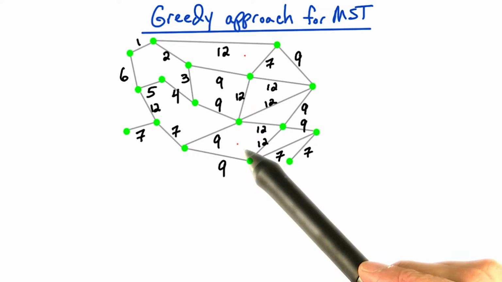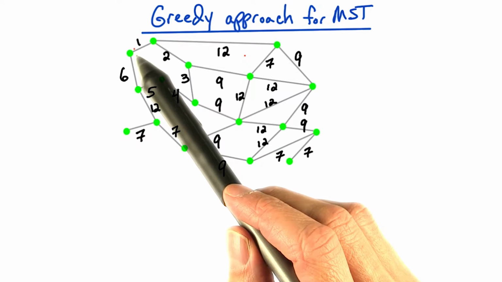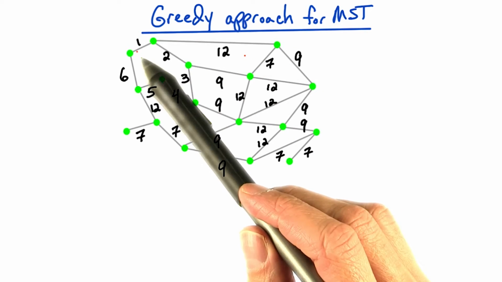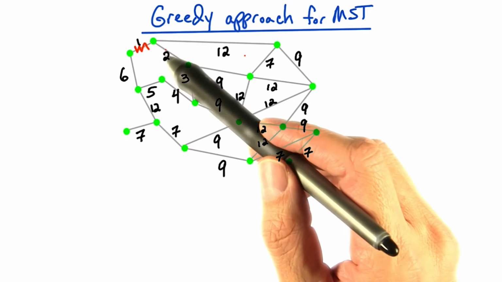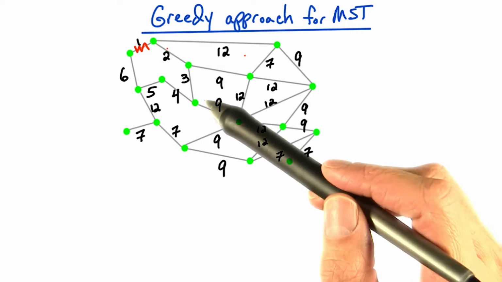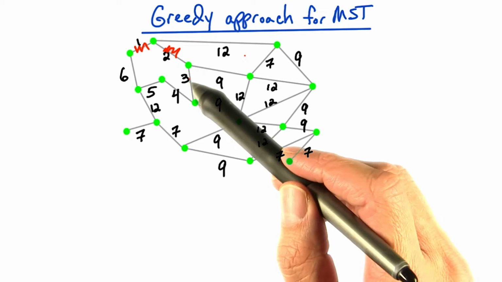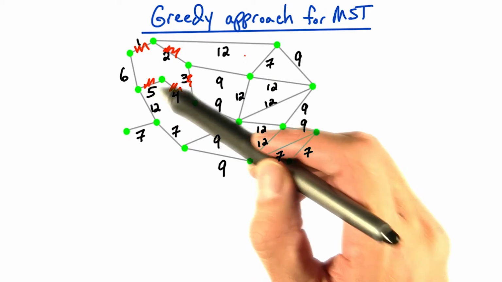Well, currently I have the empty graph as my current MST. And then when I consider this edge of weight 1, can I add it in? Yes, of course I can add it in because it doesn't create any cycles. So let's add it in. Then I consider the edge of weight 2. Can I add that into my current MST? Yes, I can add it in because it doesn't create any cycles. Similarly for the edge of weight 3, and edge of weight 4, edge of weight 5.